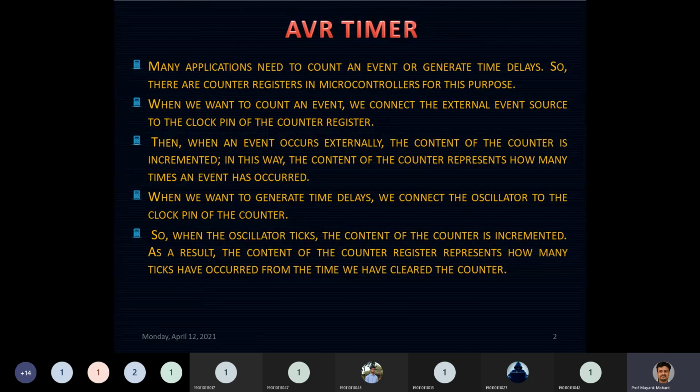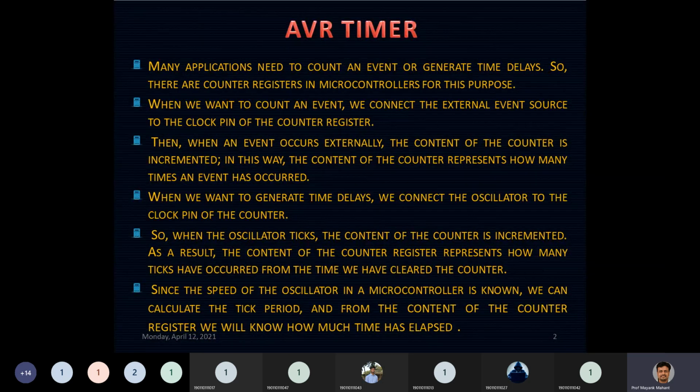So if I read the content of the counter register, I will come to know how many clock cycles have elapsed, or how many times the tick has occurred. And knowing the crystal, whether it is 1 megahertz or 2 megahertz, we can easily find out the clock period of the clock. Then we can see how much time it requires for a particular event.